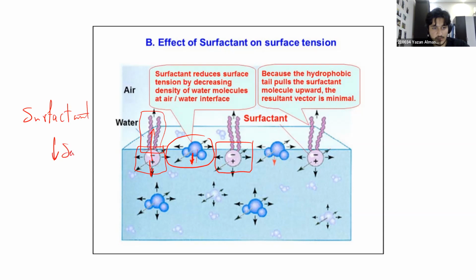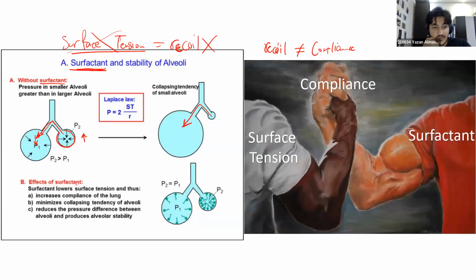Decrease surface tension. Okay, so the surfactant will decrease the surface tension, and it's really good for us. We want to decrease the surface tension. We want to make the lung more compliant and easier to breathe air. So these surfactant molecules will replace the surface water molecules. Obviously, not all of them, but just most of them. So what are the effects of surfactants?